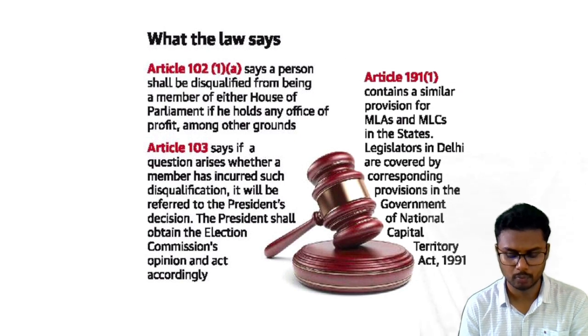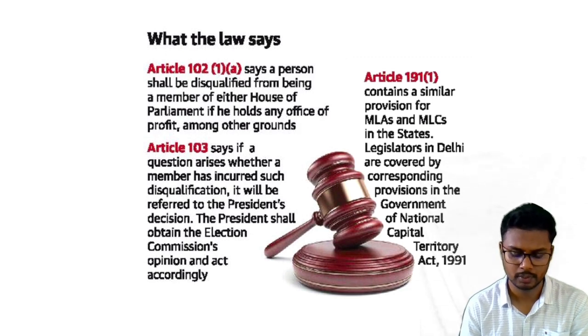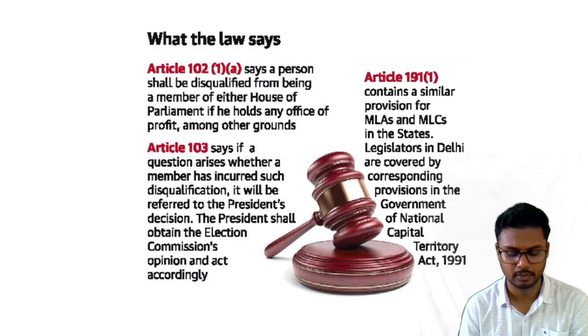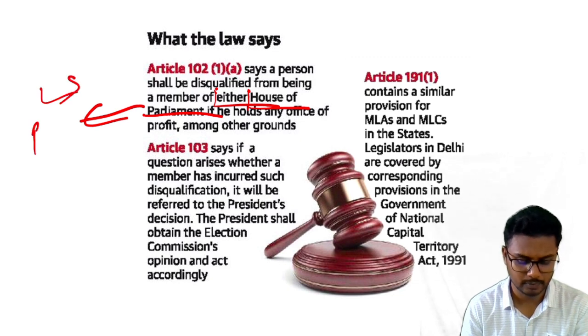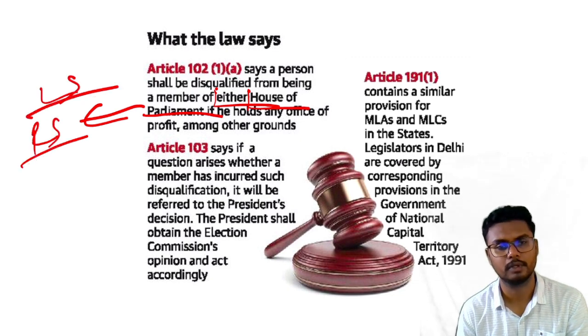So Article 102(1) clause A says that a person shall be disqualified from being a member of either house of the Parliament if he holds any office of profit among other grounds. Please remember, either house of Parliament, which means it is applicable to Lok Sabha MPs as well as Rajya Sabha MPs. So what about Article 103?